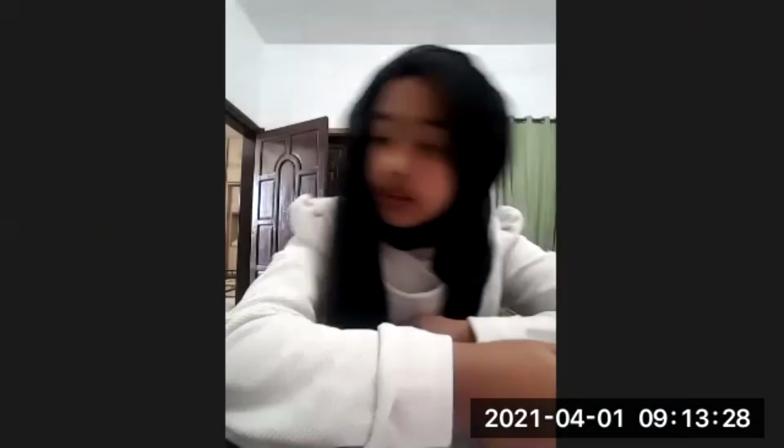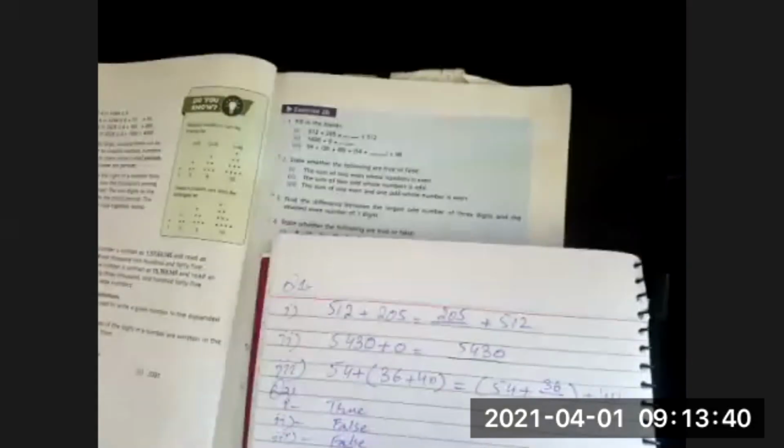Question number 3. Find the difference between the largest odd number of 3 digits, which is 999, and the smallest even number of 3 digits, which is 100.